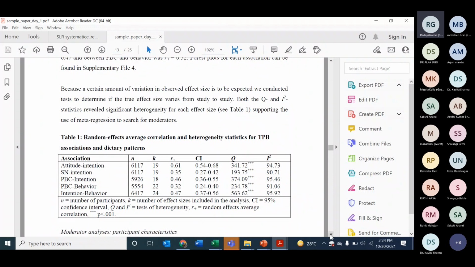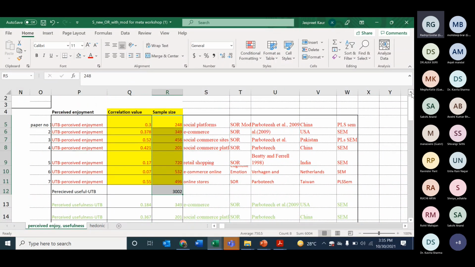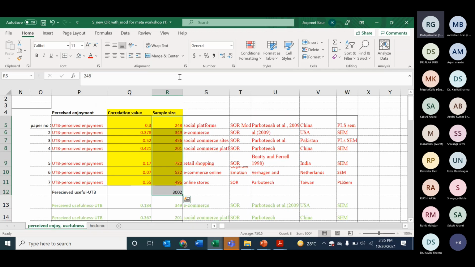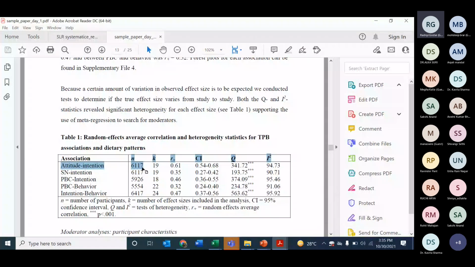So we have done this table. N is the total number of sample studies for a particular relationship. Here he's done it on attitude and intention. If you remember, in our sheet we were doing it for perceived enjoyment and urge to buy. So if I summarize, this is my sample. The N over here becomes 3002, like 6117.